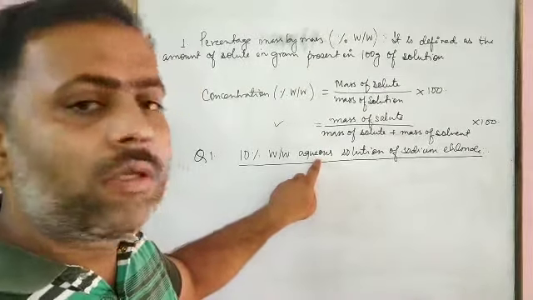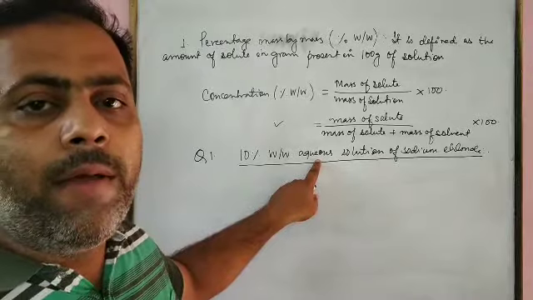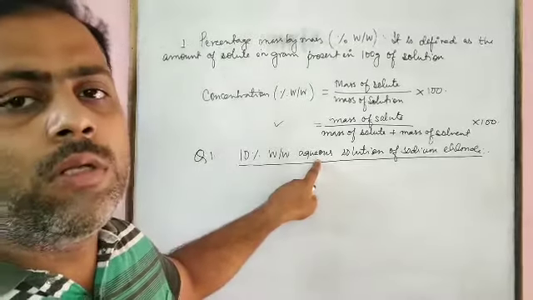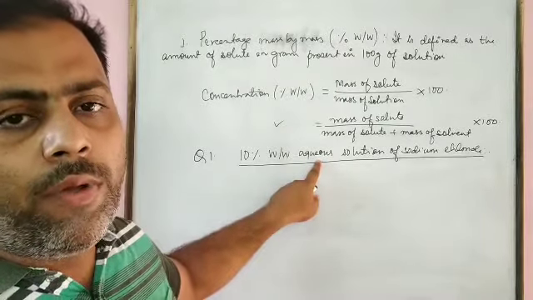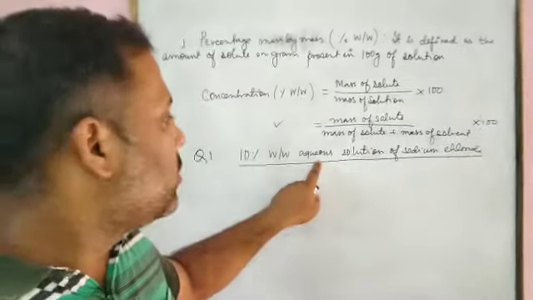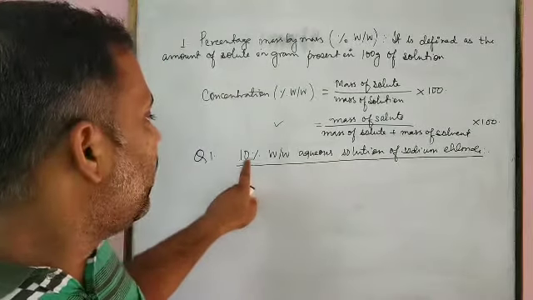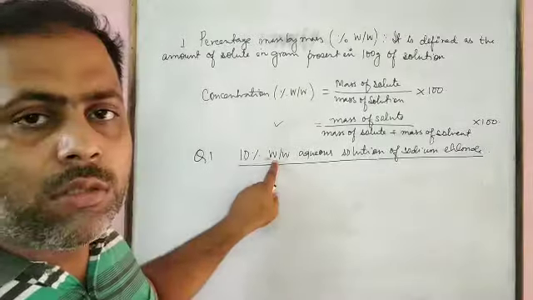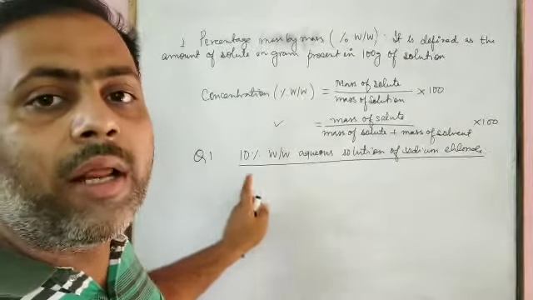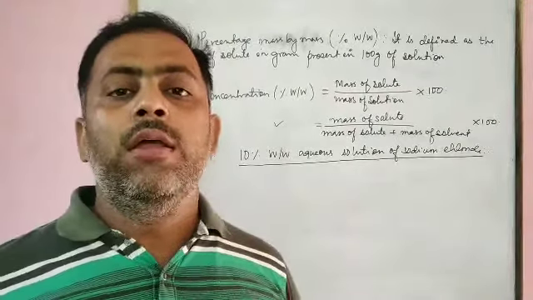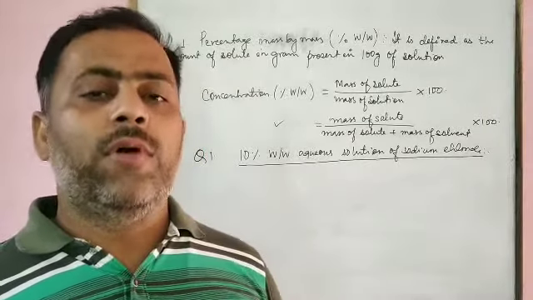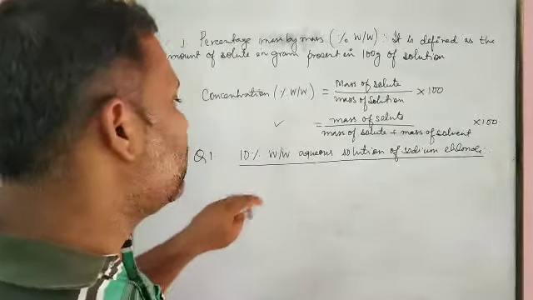Aqueous solution means a solution formed when a solute is dissolved in water. When any solute is dissolved in water, it is termed an aqueous solution. 10% W by W means when 10 gram of sodium chloride is dissolved in 90 gram of water, then it forms 10% W by W.